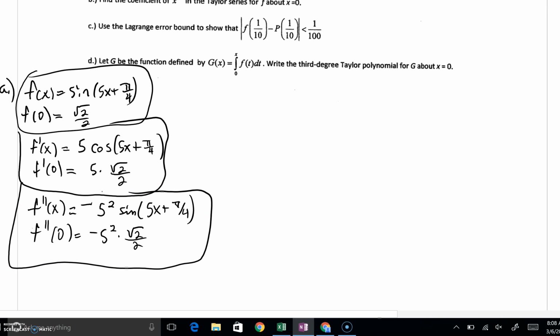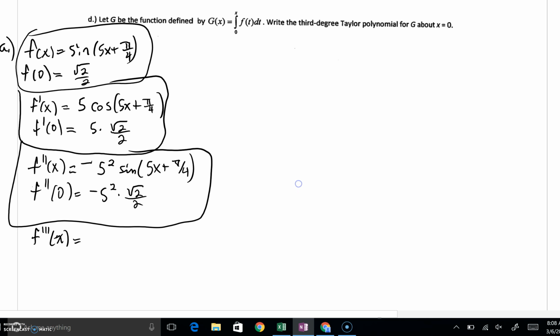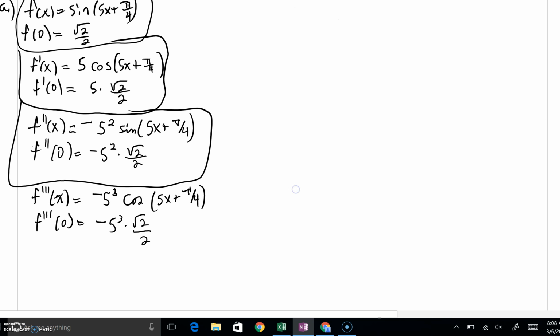Now we're asked to go to a third degree, so we should go out to that third derivative. And the derivative of sine, of course, is cosine. We're going to have the chain rule in effect one more time. So we still have that negative out in front. But, of course, as we substitute in a 0, you're going to see once again the cosine of pi over 4 is going to be root 2 over 2. You can see that we've just gotten one more factor of 5 out in front.